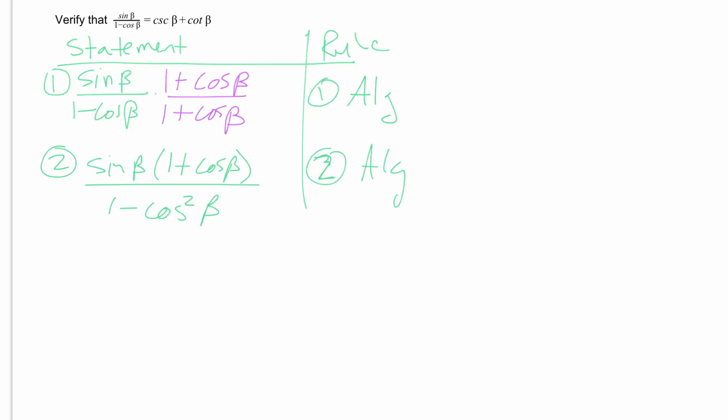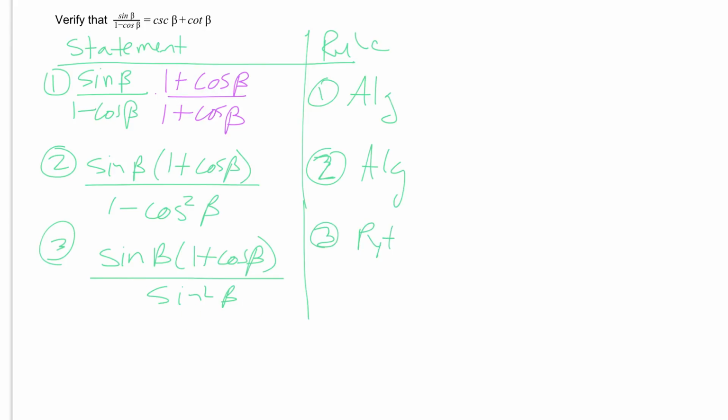Then in step 3, if I take a look at my denominator, again, multiplying by that conjugate is giving us most of the time that Pythagorean identity we're looking for. And 1 minus cosine squared beta comes from our Pythagorean identity that sine squared plus cosine squared is equal to 1. And so 1 minus cosine squared is just sine squared. So I have sine beta times 1 plus cosine beta over sine squared beta. And what I did here, again, is I changed the denominator to sine squared using a Pythagorean identity.